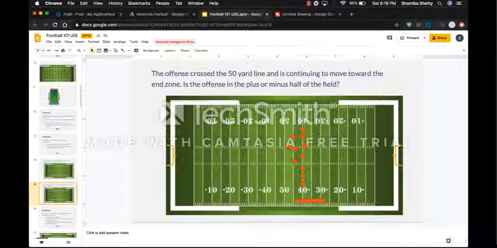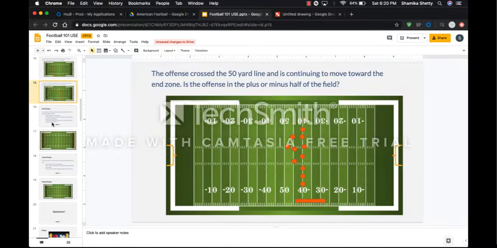This number is 49. Now you move the other way. This is 49, 48, 47, 46, positive 45, 44, 43, 42, 41, positive 40, positive 30, positive 20, positive 10, positive 5, positive 4, 3, 2, 1, goal.